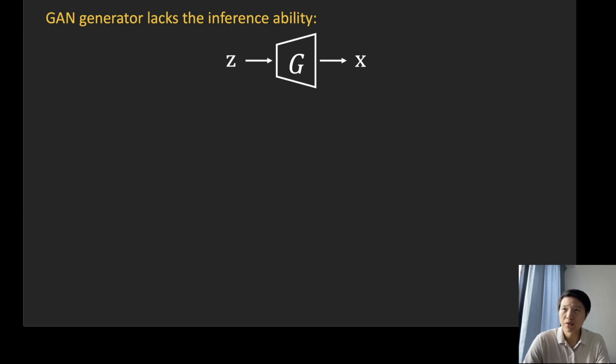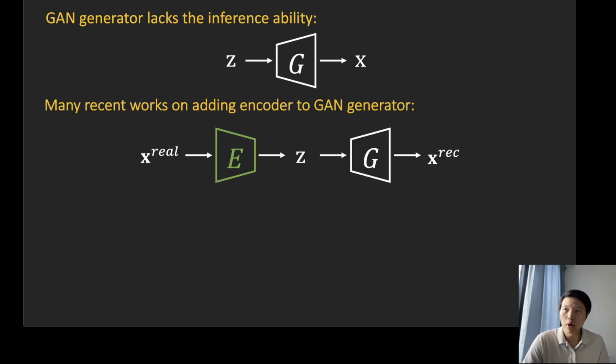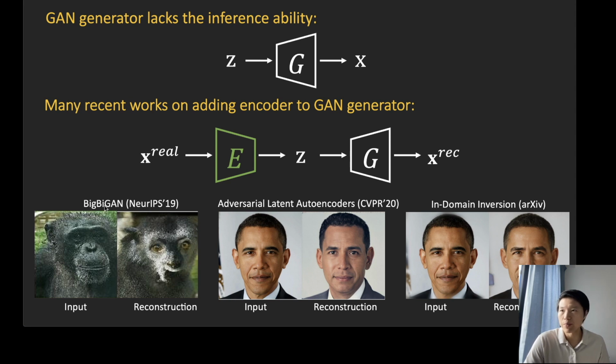So let's take a look at another approach, introducing an encoder to the GAN generator. One shortcoming of the GAN generator is that it lacks this inference ability. Given this generator, we have x, but there is no encoder. If we can have an encoder, then we don't need to solve this optimization problem. There is a lot of recent work that tries to add an encoder to the generator. Basically, if we have this encoder and any real image, we can use this encoder to generate the latent code, then give this latent code to the generator, and we can reconstruct this image. Here I list some of the recent works, such as BigBiGAN.